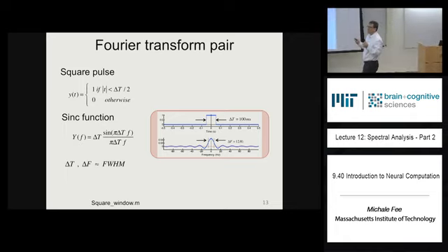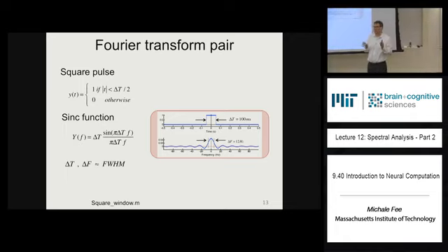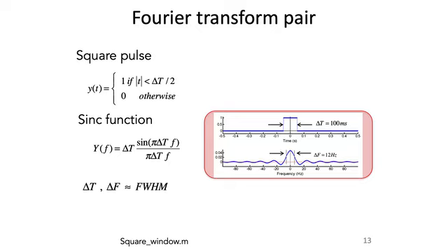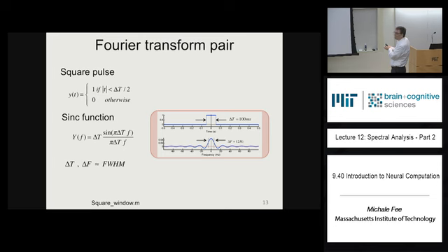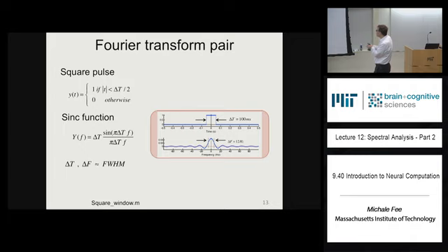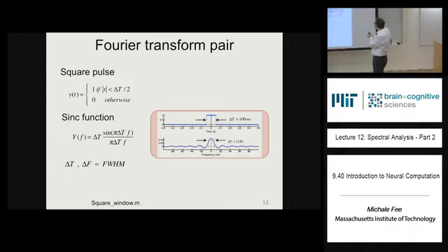One of the most important functions to know the Fourier transform of is a square pulse like this. Let's just take a function of time. It's zero everywhere, but it's 1 if the time is within the interval plus delta t over 2 to minus delta t over 2. So a square pulse like that. And let's just take the case where delta t is 100 milliseconds.